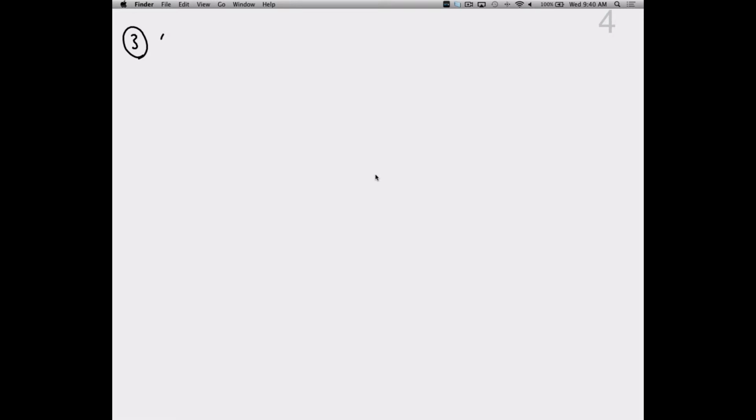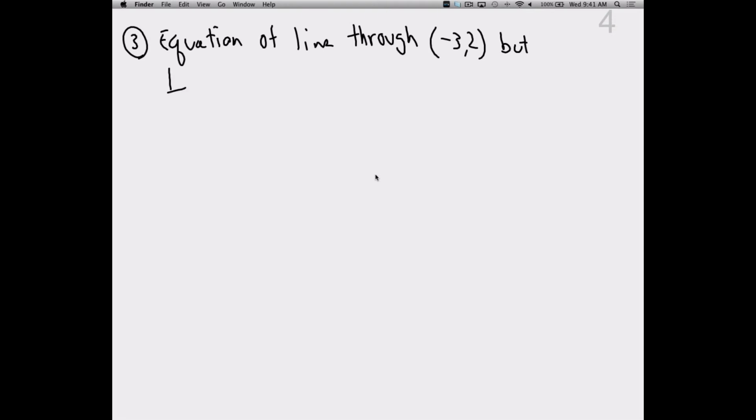What's the equation of the line through, oh, I forgot already. Negative 3, 2. But perpendicular to, I'm too lazy to write it out, so I'm going to use a symbol, perpendicular to y equals negative 4x plus 7.